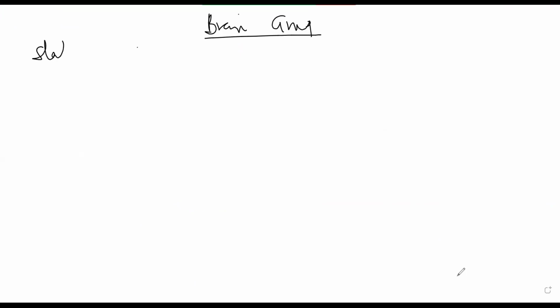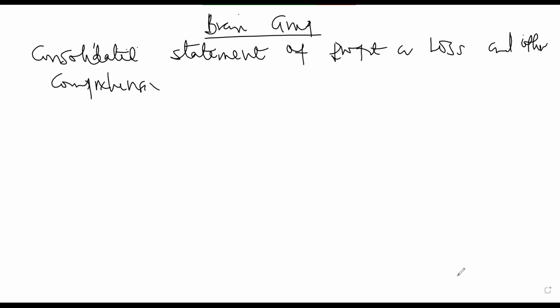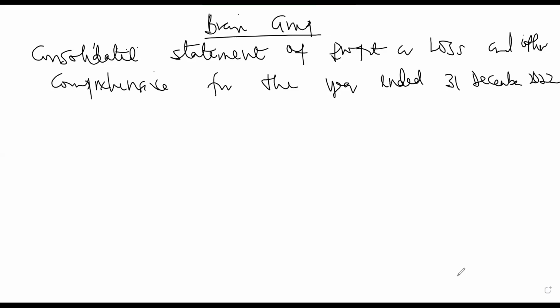So we are going to be having the Brain Group consolidated statement of profit or loss and other comprehensive income for the year ended 31 December 2022. So what will be the first item that will come here?